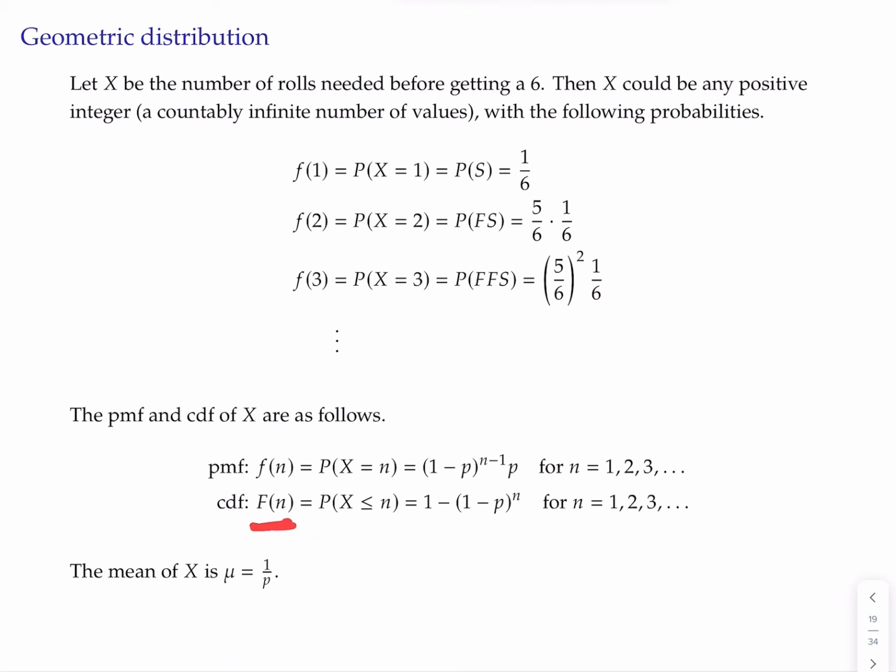The CDF looks like this. Again, capital F. This is the CDF, 1 minus quantity 1 minus p raised to the power n. We won't derive it, but the mean of the geometric distribution is 1 over p. So on average, how many rolls does it take you to get a 6? 1 over quantity 1 over 6, or 6 rolls. So that's the geometric distribution.